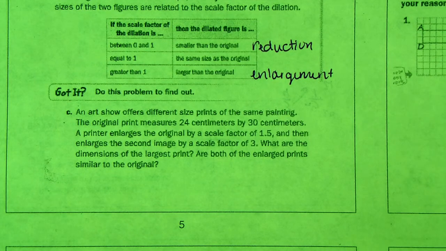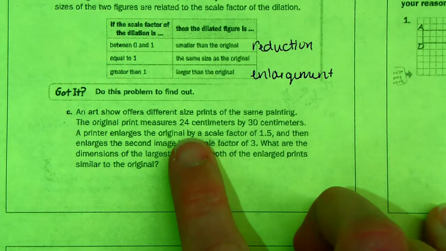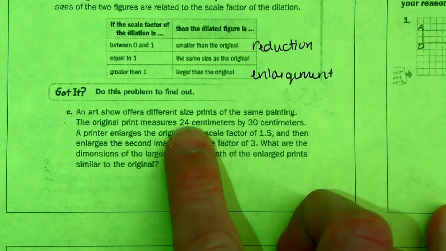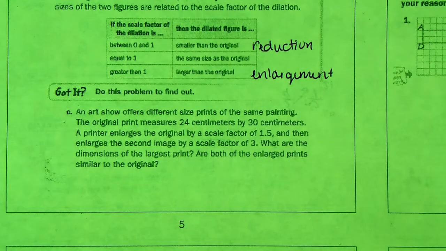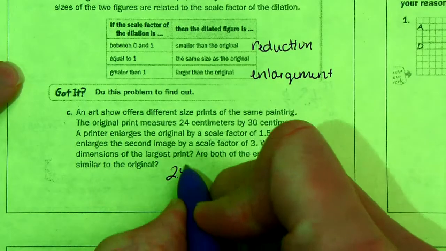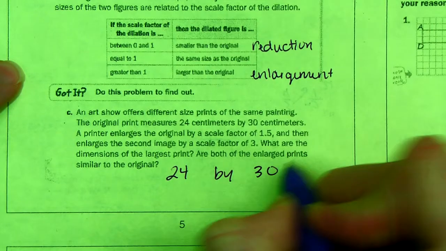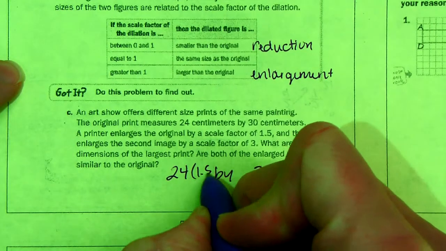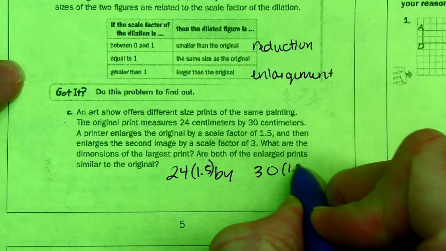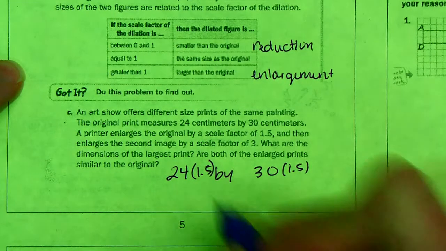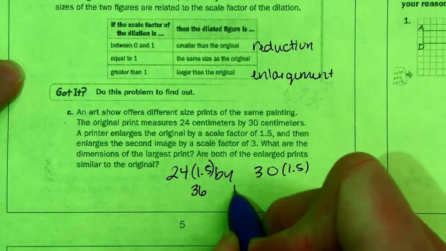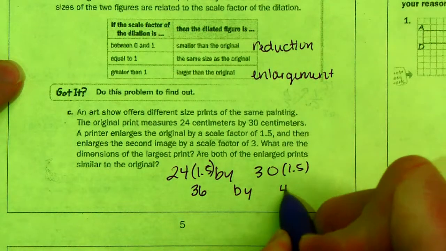Well, if you remember when we had the scale factor dilations way back in lesson 4 of chapter 6, all we had to do was take every coordinate times the scale factor. Well, these aren't coordinates, they're dimensions, but that's what we're going to do. We're going to take each one times the scale factor. So it was 24 by 30. The first thing we have to multiply by is 1.5. And we get, let's see, that'd be 36, and double check me, by 45. So the first one is enlarged by 1.5, so my second image is 36 by 45.